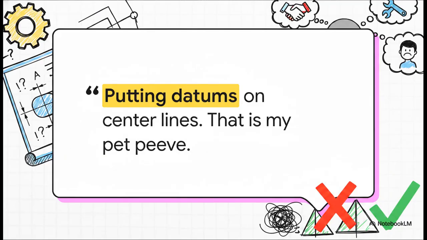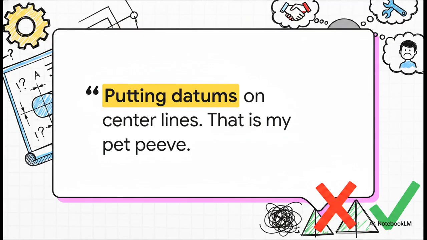To see why getting this stuff right is so crucial, take a look at this quote from an engineering forum. "Putting datums on center lines, that is my pet peeve." I know, it sounds like a tiny little detail, right? But applying datums to circularity is a massive, incredibly common mistake that causes just total frustration out on the shop floor. Circularity actually operates completely independently of datums.